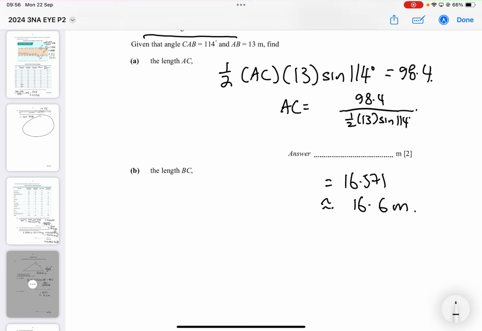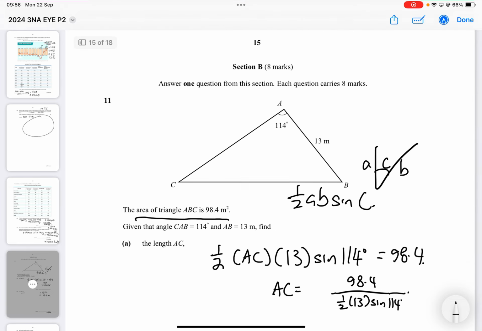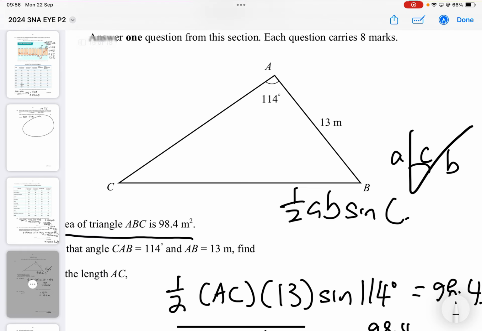Okay, next we want to find the length BC. So when we look at this, I only know one angle and the opposite side I don't know. So I don't have a known pair, my angle and the opposite side. If I have a known pair, I can use sine rule because sine rule is simpler. So this one I don't have any known pair. I only know this angle, I don't know this side. My only choice is cosine rule. I cannot use sine rule because I don't have a known pair.